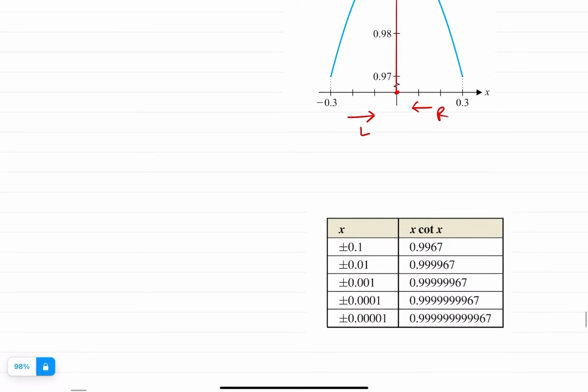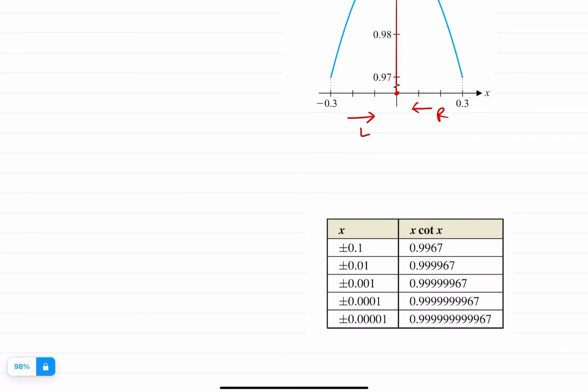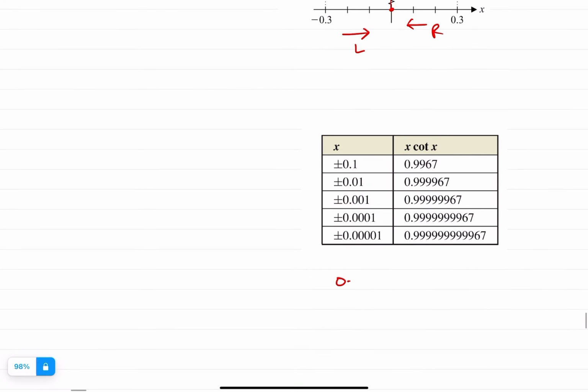You can even use a table. First, if you want to take from the positive side, you will take 0.1, then come closer, 0.01, closer, 0.001, closer still, and you will find what the function is approaching. You'll find that the function is approaching 0.9999, and so on, which is approximately equal to 1.